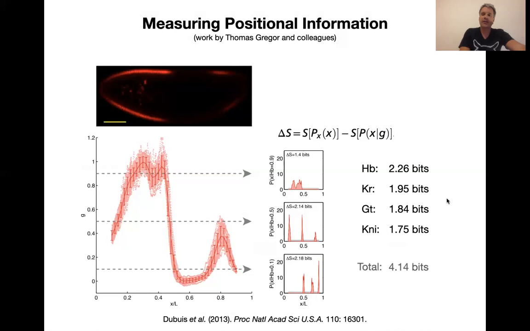So they calculated how many bits you would need to know precisely, down to 1 nucleus position, where you are. And there's about 100 nuclei along the embryo. So you can estimate that you need about 4 bits. And when you calculate the average joint information content of all those 4 patterns, they add up to just about 4 bits.